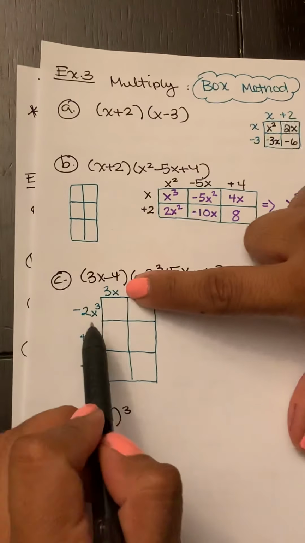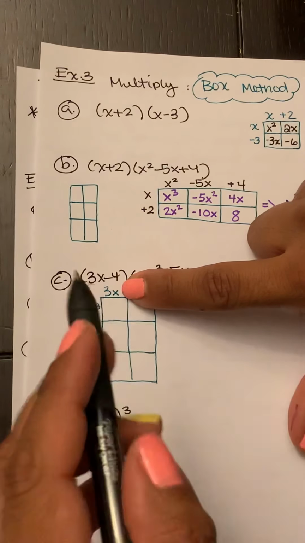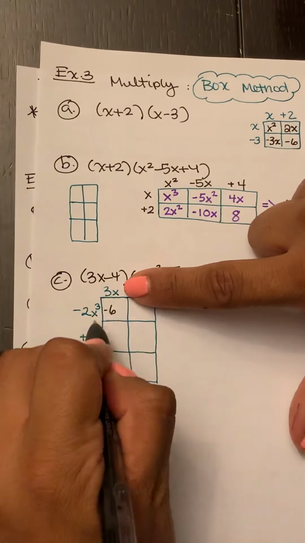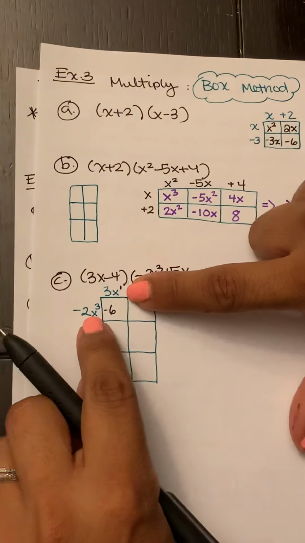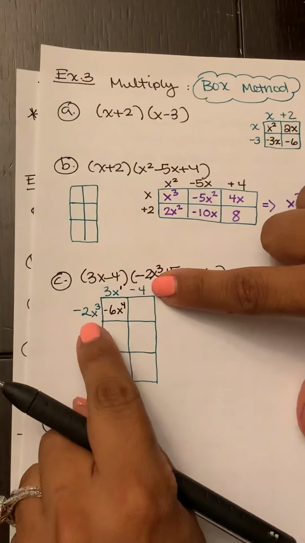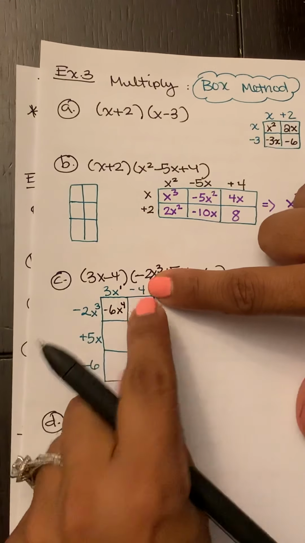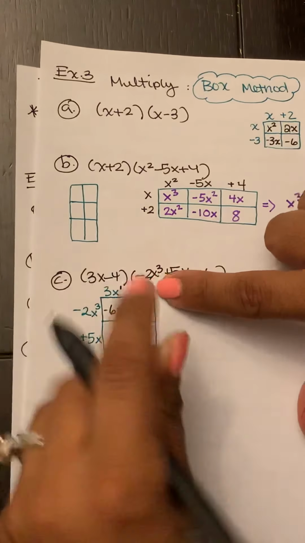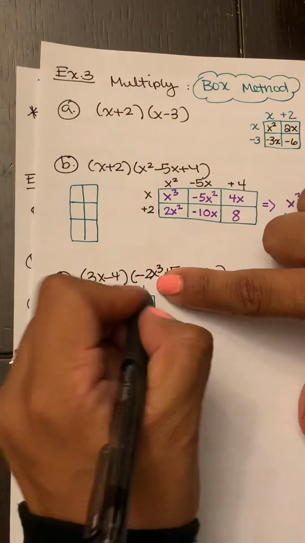All right, let's go ahead and multiply. Negative 2 times 3 is negative 6. Don't forget you have an imaginary 1 there, so you're going to add your exponents, and that's going to give you x to the 4th power. Okay, negative 2 times a negative 4 is positive 8. We don't have a variable here, so bring down that x cubed.